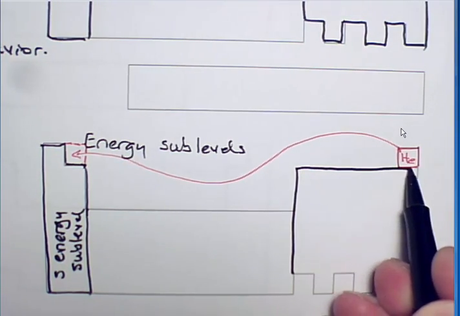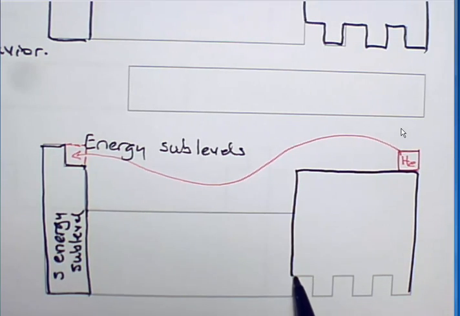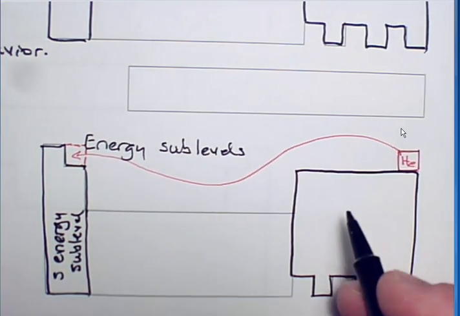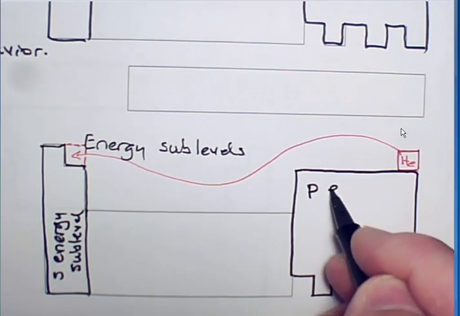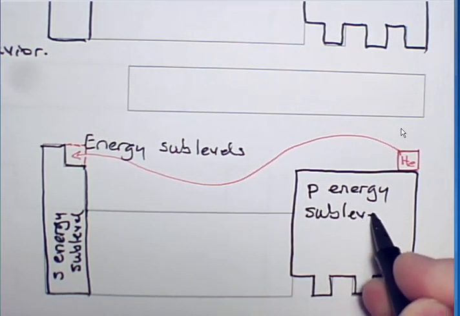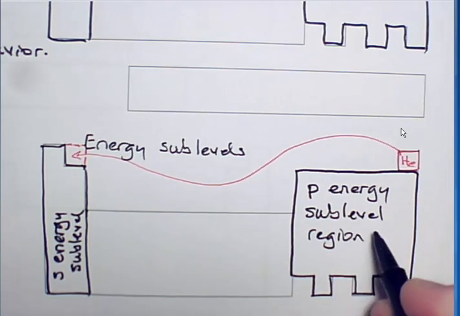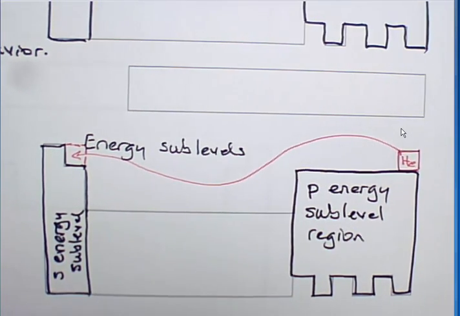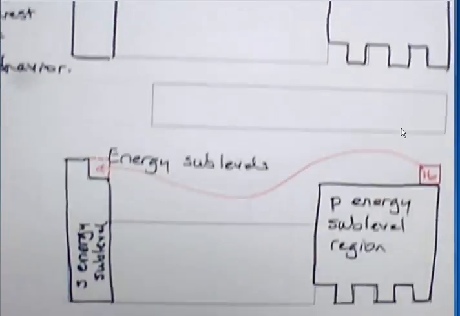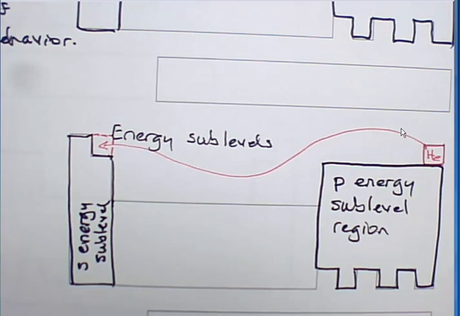Okay? So this section, in this part of the periodic table, this is the P sublevel region. And together, S and P give us all the elements that are in our representative elements, except that we had to move helium over to the left for our energy sublevels. Okay? So try not to confuse the two.